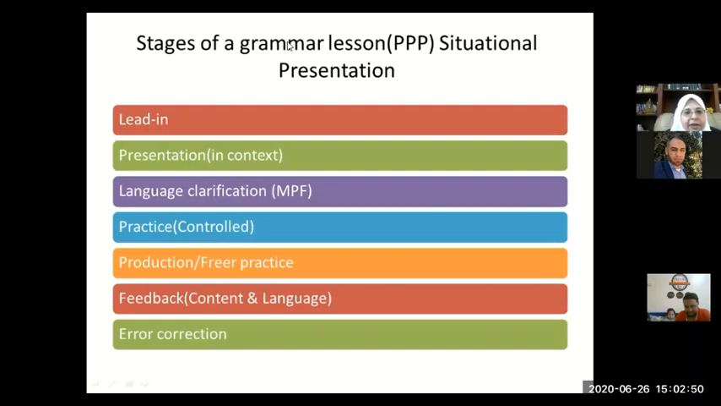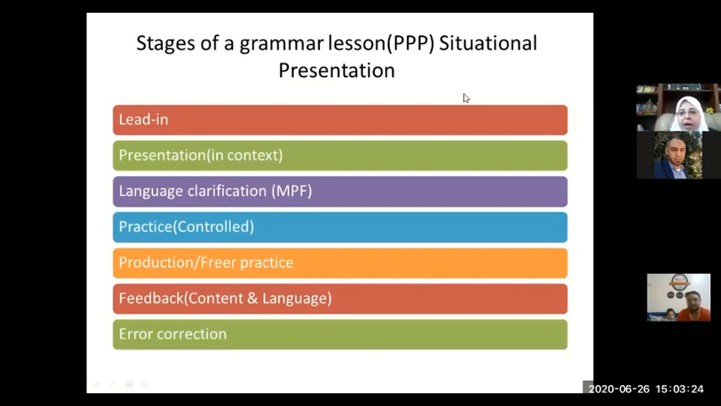Okay, so here are the stages of the grammar lesson, the PPP lesson. We start with a lead-in, and the lead-in should take from 3 to 5 minutes, okay? And what is the aim of the lead-in? The aim is to introduce the topic. So I could start with a question, with a picture, with a video, whatever. The most important thing is that I don't exceed the 5 minutes, okay? And then I move to the presentation stage.